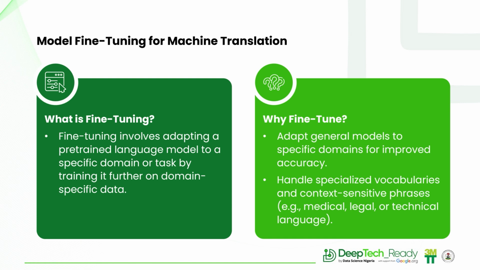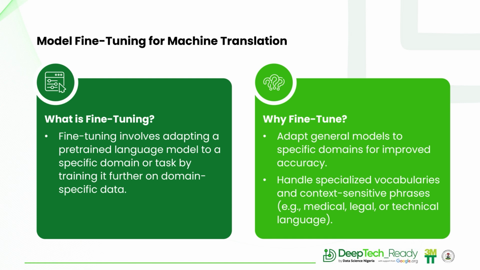Why do we fine-tune? Well, fine-tuning allows us to adapt general models to specific domains, significantly improving accuracy. Pre-trained models are great for general tasks, but they may not perform well on specialized topics because they haven't been exposed to domain-specific language. So if we fine-tune on specialized data, the model becomes better equipped to handle specialized vocabularies as well as context-sensitive phrases. This means that the model can understand the nuances of these fields and also provide more accurate and relevant results, making it far more effective for specific tasks.